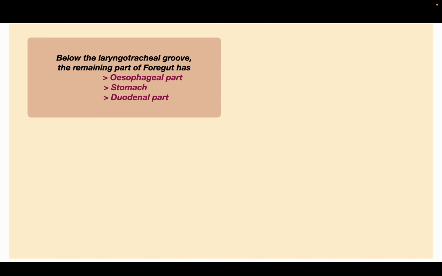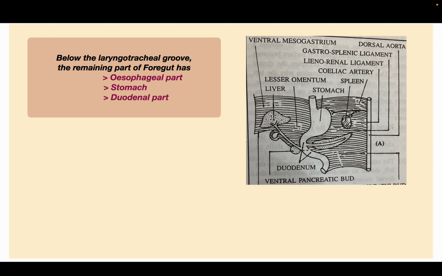Now what is happening below the laryngotracheal groove? The remaining part of the foregut has the esophageal part, stomach and duodenal part, we know it. So you can see in the diagram, these are the components: the esophagus, stomach and duodenum. So these are the parts which are basically arising from the foregut.